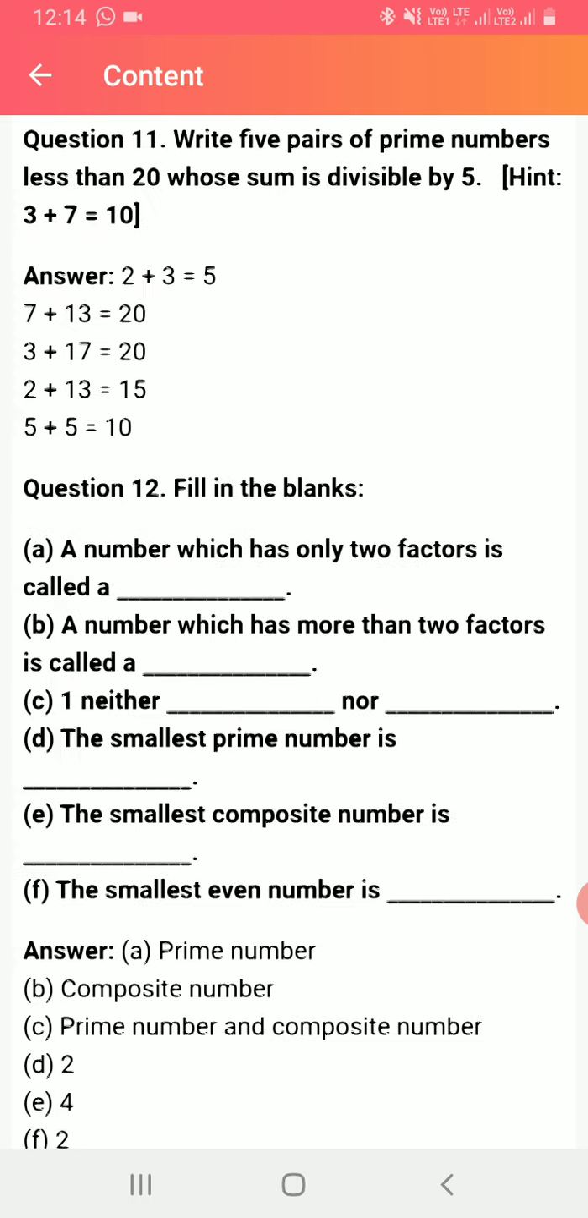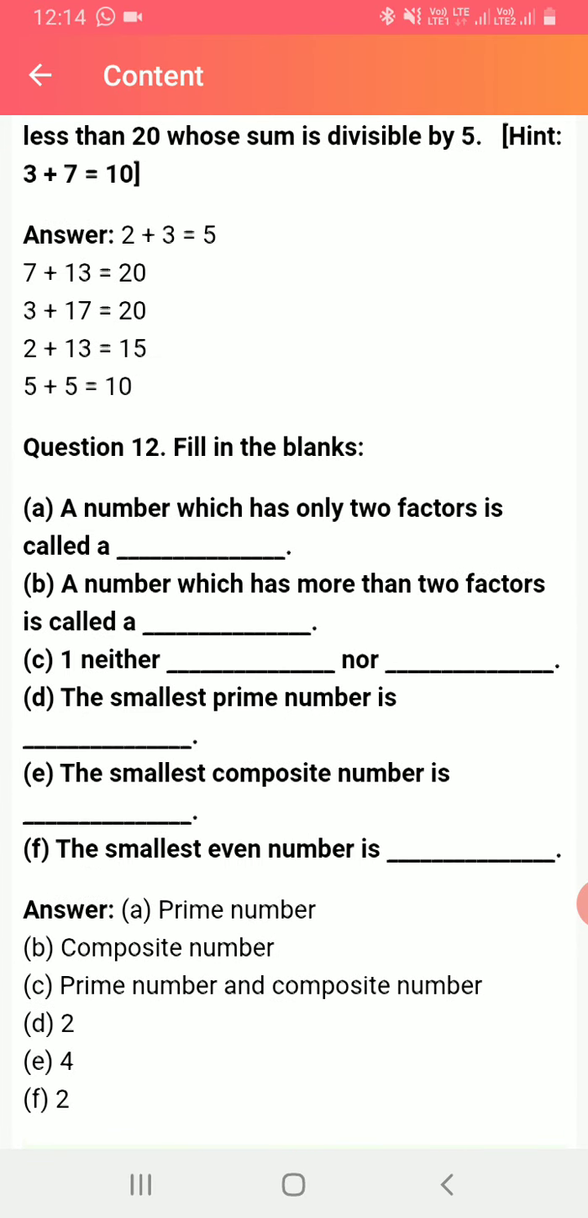Okay. Next, you have fill in the blanks questions. A number which has only 2 factors is called a prime number, because a prime number will have only the same number and 1 as its factors. So 2. A number which has more than 2 factors is called a composite number. 1 is neither a prime number nor a composite number. We cannot say 1 is a prime number and also a composite number. It is neutrally standing. The smallest prime number is 2.